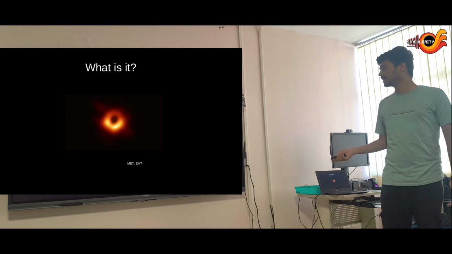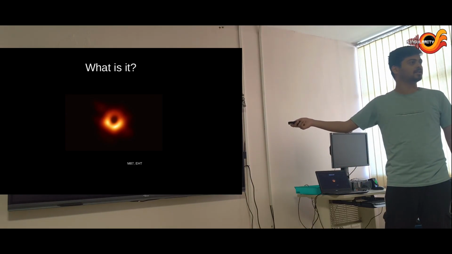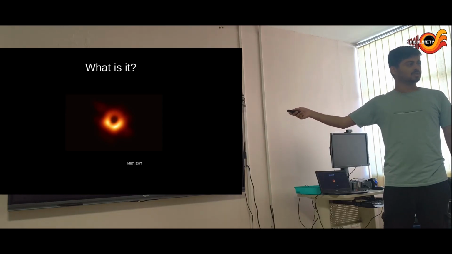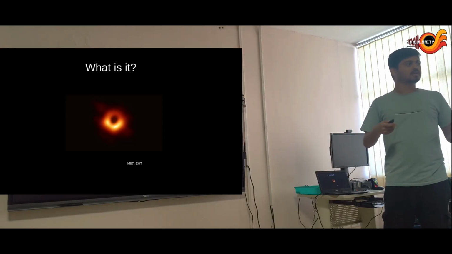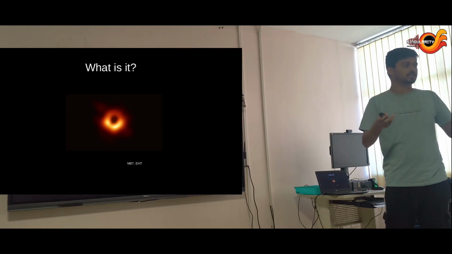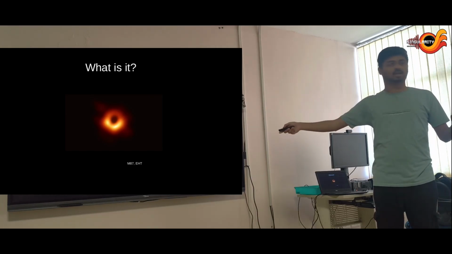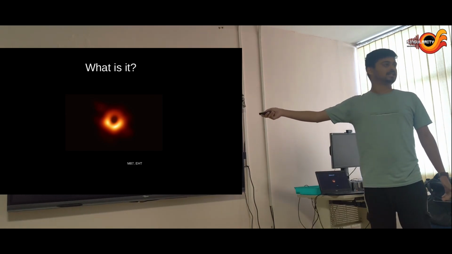So what is an accretion disk? You must have seen these images in 2017-2019. They were used a lot because this was the first image of a black hole. A black hole is called a black hole because light can't escape. So how do you image it? The only way to image it is to image the accretion disk around it. So this glowing thing is the accretion disk.